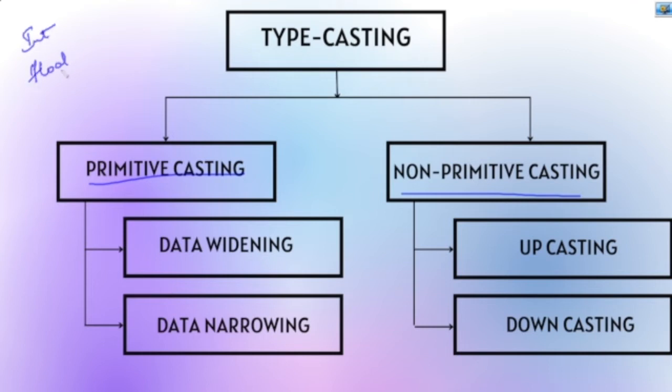Now first, what are the primitive data types? Integer, float, long, char, etc. are the primitive data types. And what are non-primitive data types? Like string, class, etc. are some non-primitive data types.